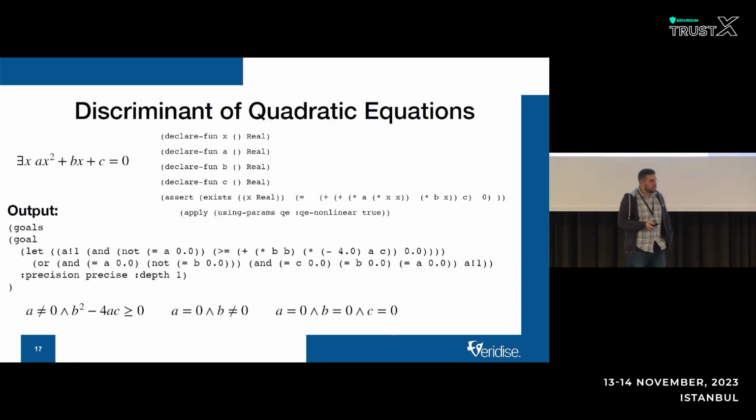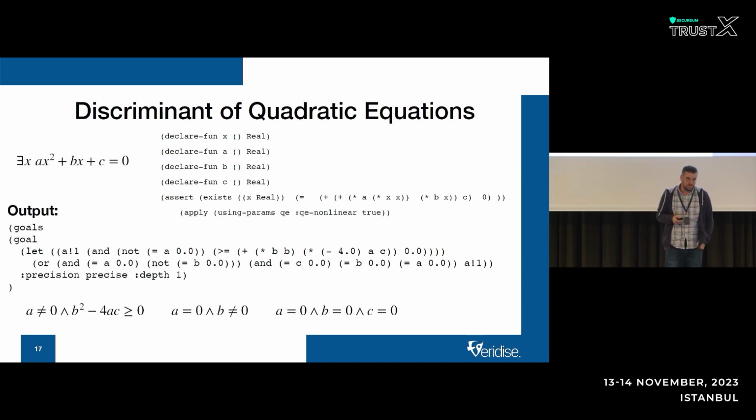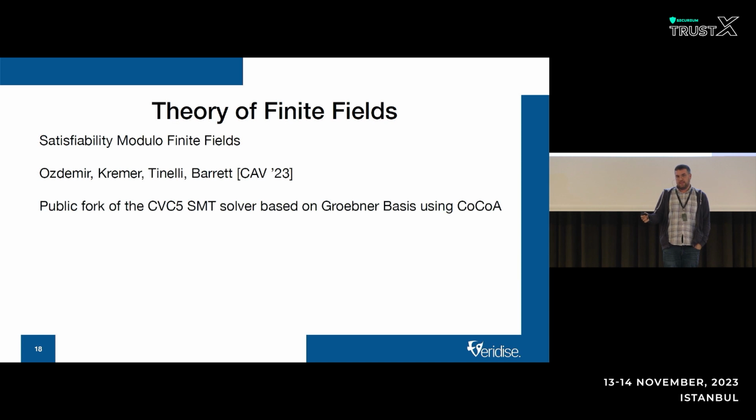Or you can make the solver discover things that you know from high school. You can give it a quadratic equation like the one up there. So you want this quadratic, this degree 2 equation, to have a solution. So you want to have an x such that ax squared plus bx plus c is equal to 0. And then the solver will discover for you that the discriminant has to be non-negative, yeah? Or the equation should be linear or constant. So basically, we will be using the theory of finite fields.